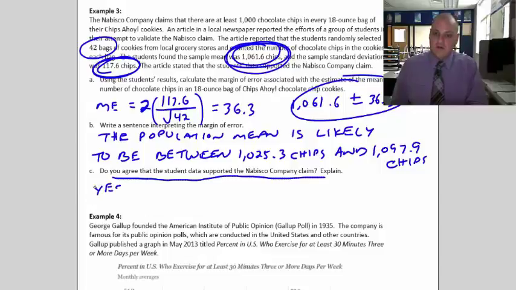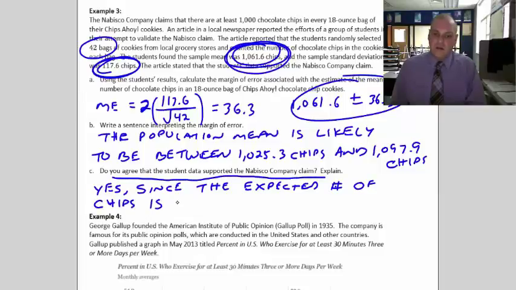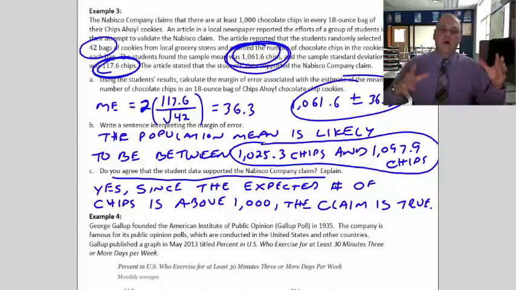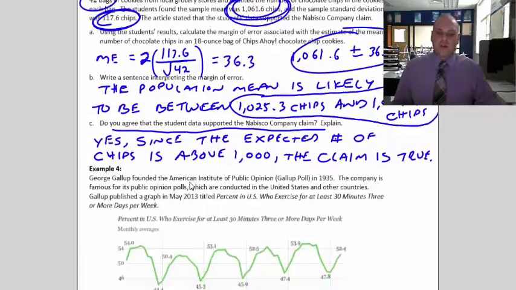Okay, so do you agree that the student data supported the Nabisco Company claim? Yes, since the expected number of chips is above 1,000, the claim is true. So see how our likely range is between 1,025 and 1,097. It's in that range right there. So there's a very, very good chance that the average is in there. So we could say there are at least 1,000 chocolate chips in every 18-ounce bag of Chips Ahoy cookies. All right, so there we go. And we're going to do example 4 in class, and I will see you then.